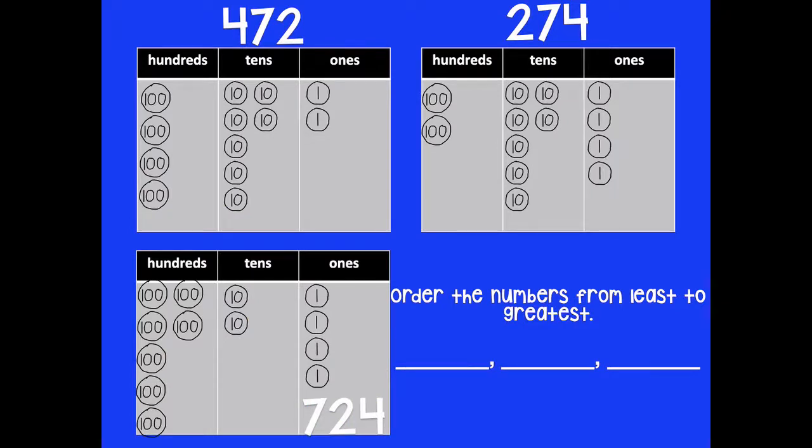All right, friends, so let's see, what did we come up with? Well, we knew from the last part that the smallest number was 274. So that means it's going to be the least number right there. Then we know that the next smallest number is 472, and the greatest number is 724. Okay, so hopefully you guys got those ones correct as well.